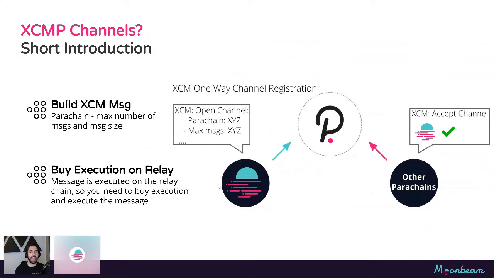The interesting part is that the message itself is doing multiple actions, right? It's saying, I want to buy execution. I want to execute this transaction, which is the opening of the channel, and I want to pay for the fees and everything. So it is a pretty complex message that is being sent. The other parachain has to also build an XCM message where it buys execution on the relay chain, and it says, I want to accept the channel coming from XYZ or whatever, right? So like I said, it's a two-step process. Two XCMs need to be sent to the relay chain to open this channel of communication.